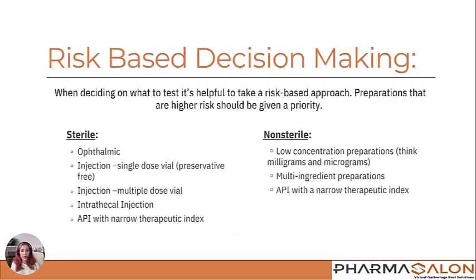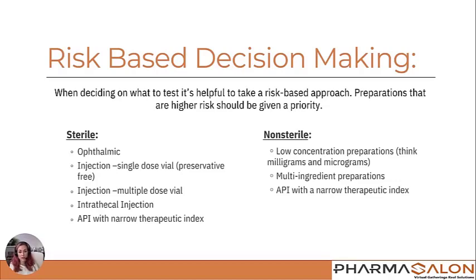When we start thinking about what we want to test, there's a couple of ways we can do this. We can look at our data, and we can also use risk-based decision making. So when you're deciding on what to test, this is helpful because higher risk preparations should be given a priority. So as we decide, in this case, potency, right? We can't test everything. That's too expensive, and it doesn't make sense for a compounder to test potency on everything. So let's use some risk-based decision making.